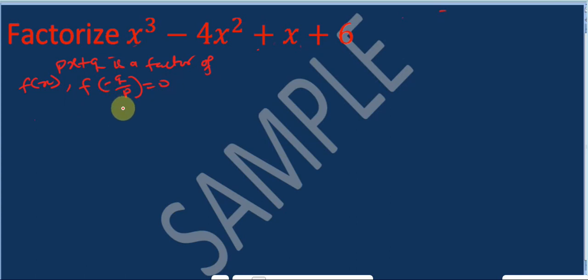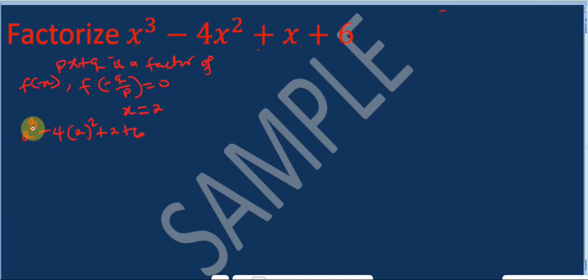So I'm going to assume x to be equal to 2. Anywhere I see x in this expression, I'm going to substitute it with 2, to see if I will get 0. If I get 0, I will know that this is a factor. Now, let me try. I'm going to write 2 raised to the power of 3 minus 4 brackets 2 raised to the power of 2 plus 2 plus 6.